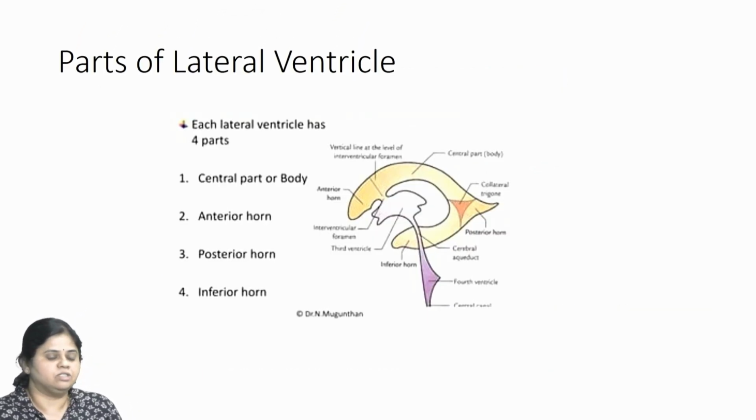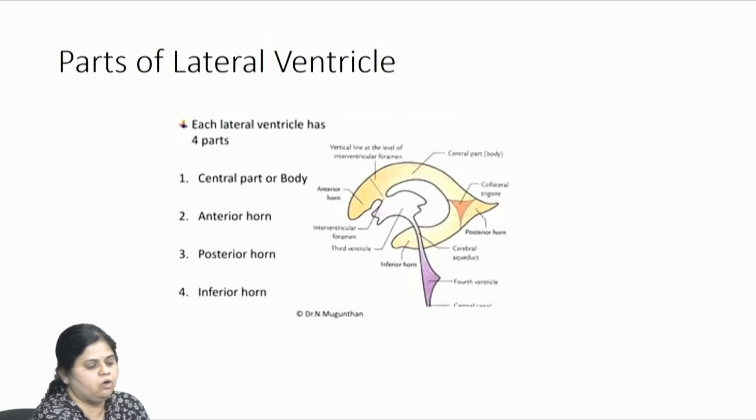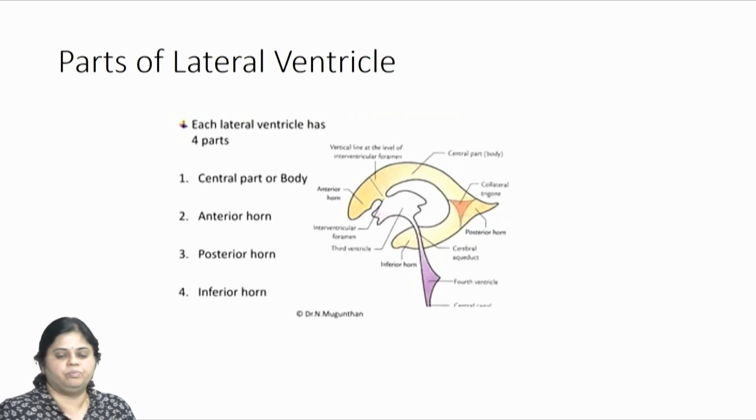Now look at the parts of the lateral ventricle. There are mainly four parts. The central part, what you see here, will be the body of the lateral ventricle. Projecting into the frontal lobe, this part will be the anterior horn. The part of the lateral ventricle projecting posteriorly into the occipital lobe will be the posterior horn, and the one which enters into the temporal lobe will be called the inferior horn. So these are the four parts of the lateral ventricle.